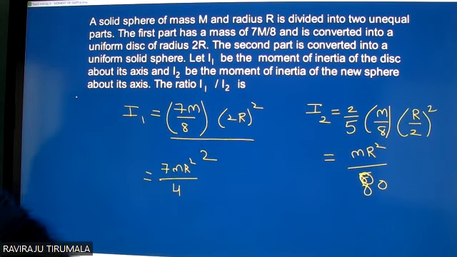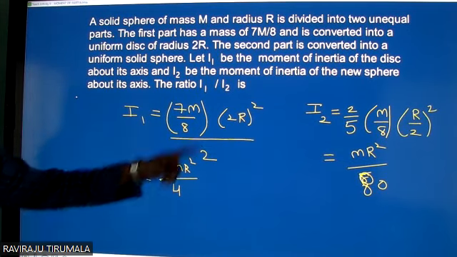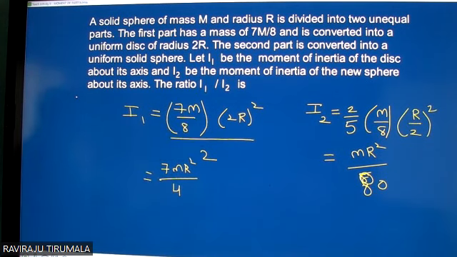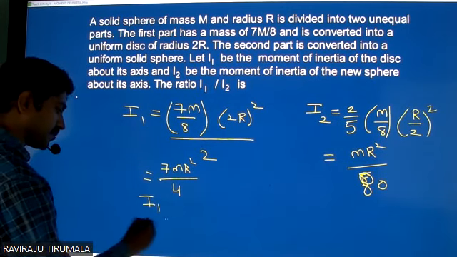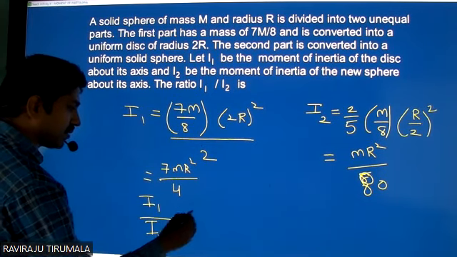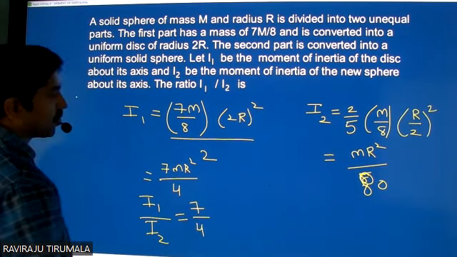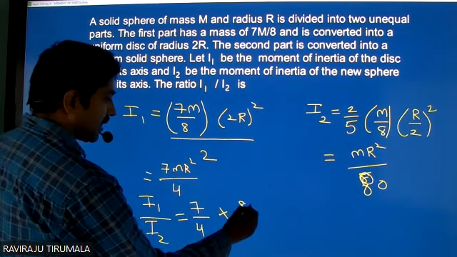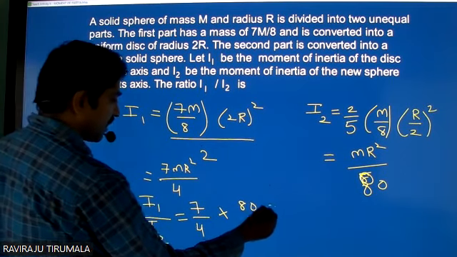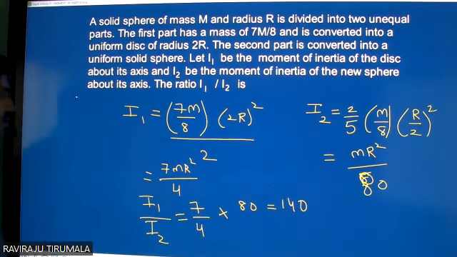This is I2. The ratio they are asking: 7mr square by 4 divided by mr square by 80. In that ratio, mr square will cancel. Then I1 by I2 is equal to 7 by 4 into 80 by 1, that is 7 by 4 into 80. This will be 140. So the ratio will be equal to 140. 140 is the correct answer. Understand? One large solid sphere is divided into two parts. One mass is 7m by 8, the other mass is m by 8.